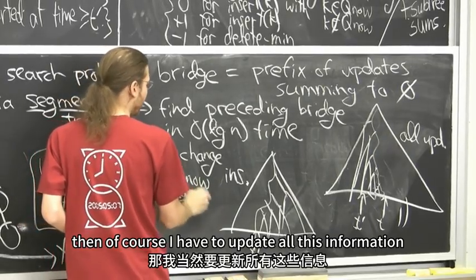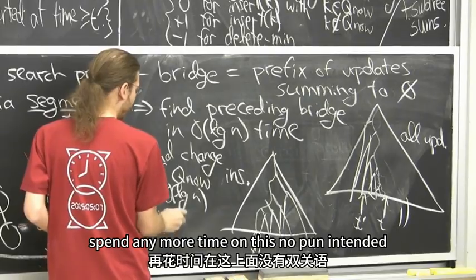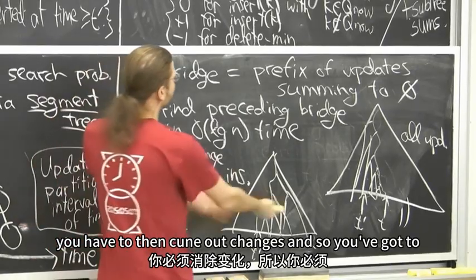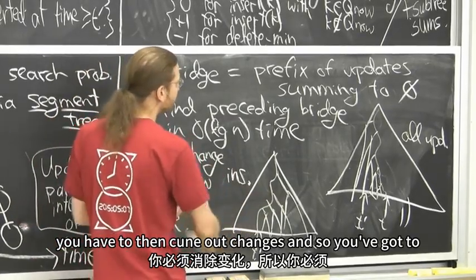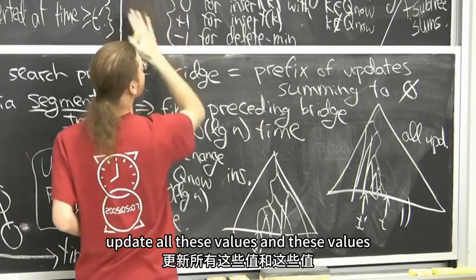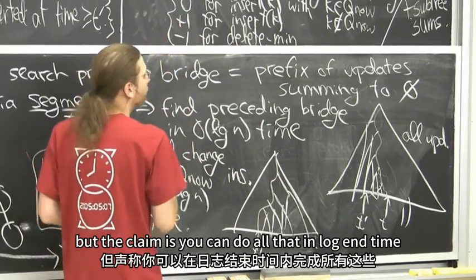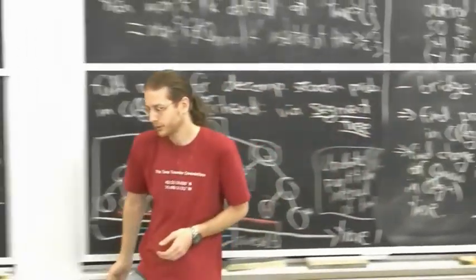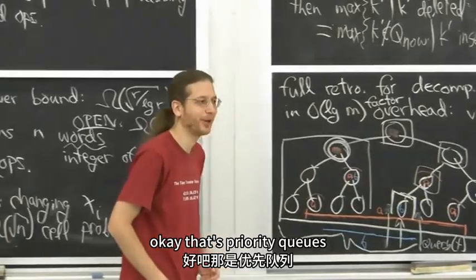Then, of course, I have to update all this information. I don't want to spend any more time on this, no pun intended. You have to then queue out changes, and so you've got to update all these values and these values. But the claim is that you can do all that in log n time. It's not hard. Whew. Okay, that's priority queues.